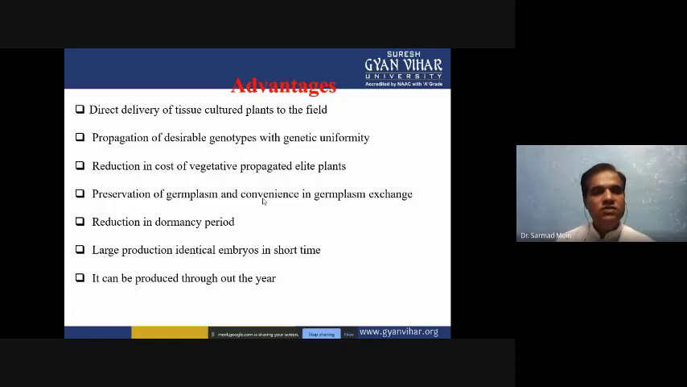We already know these somatic embryos are identical to the somatic cells, and since we are producing them from a single cell, their genotype is identical, or cloned, so identical embryos in a very short time we can produce in large quantity. Then it can be produced throughout the year, and it is not dependent. There is no dormancy, and if we provide a suitable laboratory environment, throughout the year we can produce these somatic embryos from any type of plantlet.